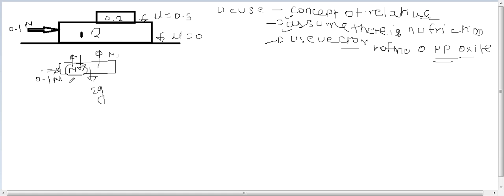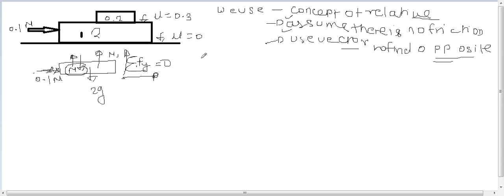Okay guys, since this 2 kg block is not moving in this direction, there is no acceleration in this direction, so this should be balanced. So Fy net should be equal to 0. Now there is only one force in the horizontal direction, which is this 0.1 Newton. So this means that this block will move in this direction.